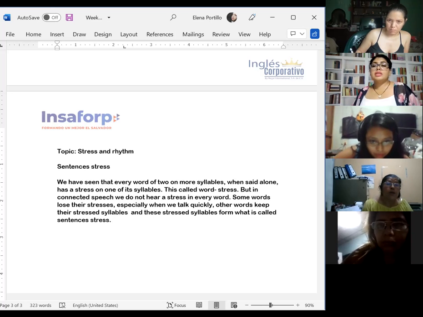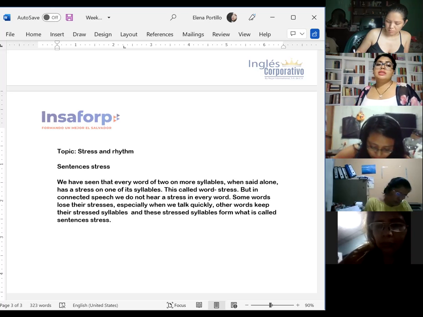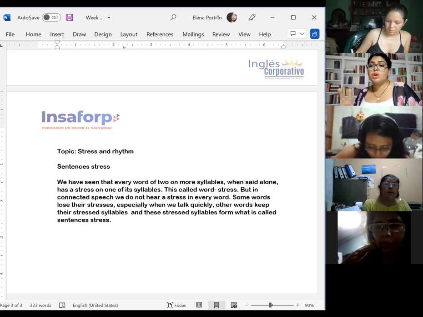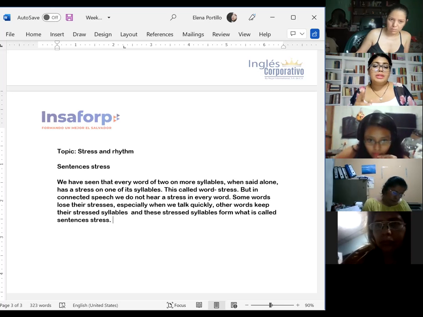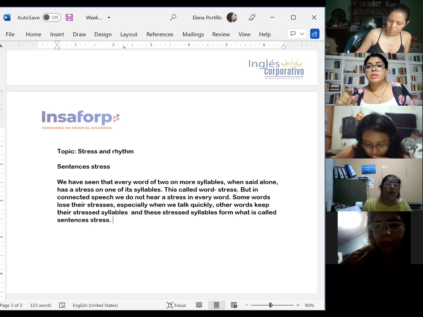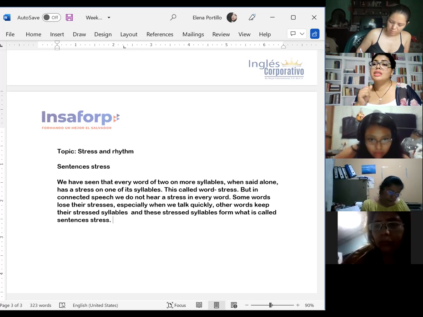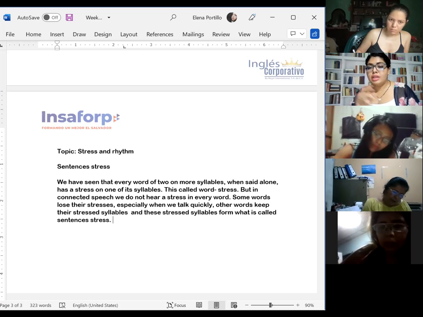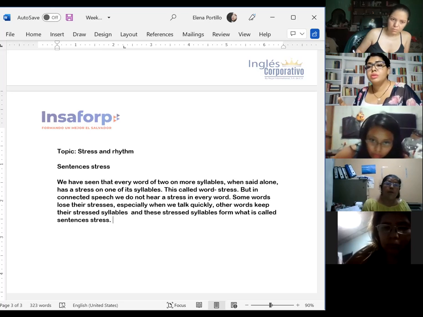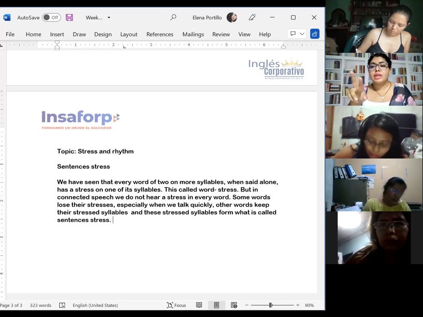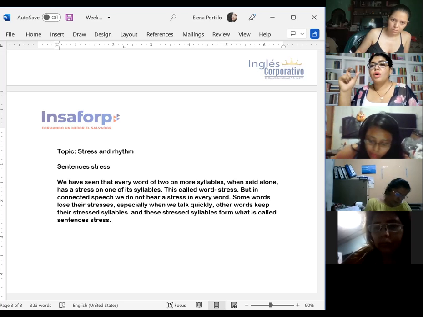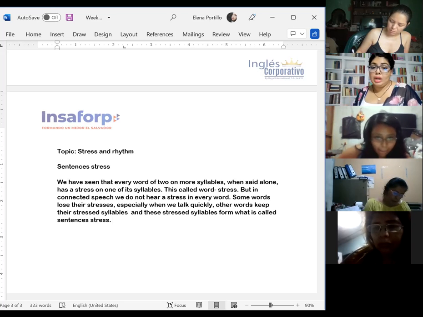Okay, in this case, we have sentence stress. It says that we have seen that every word of two or more syllables, when said alone, has a stress on one of its syllables. It's called word stress. When we have just the words, and they have two syllables that we can separate, one of those parts of the word has the stress.